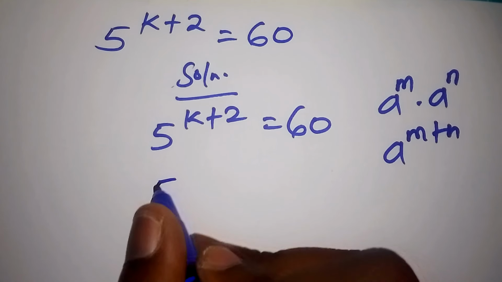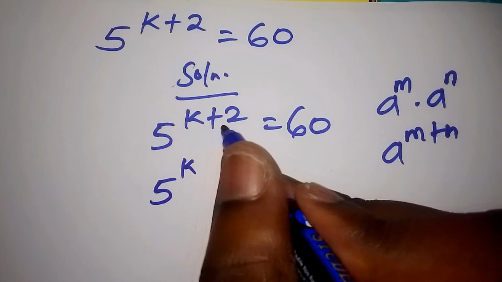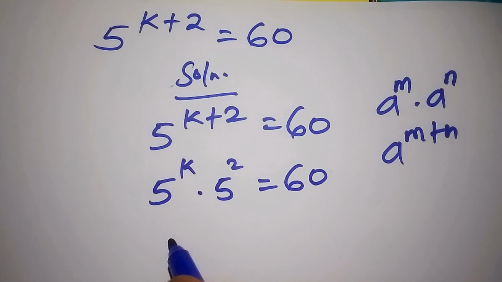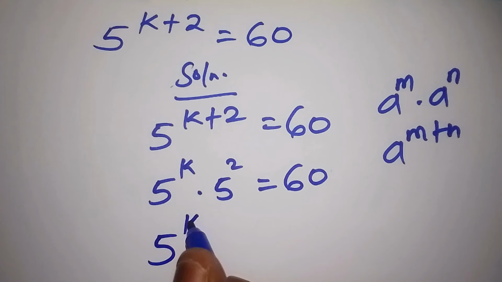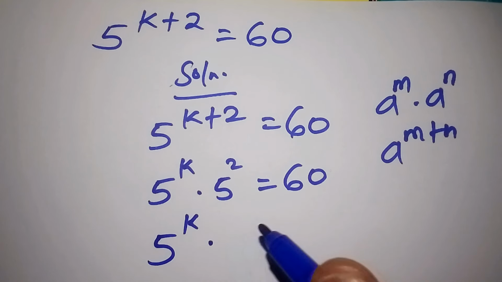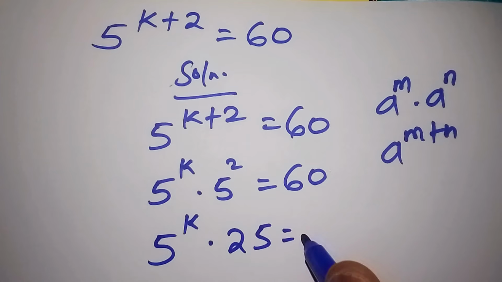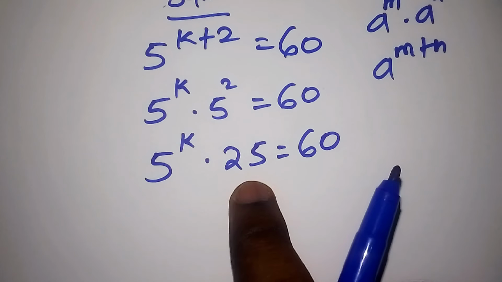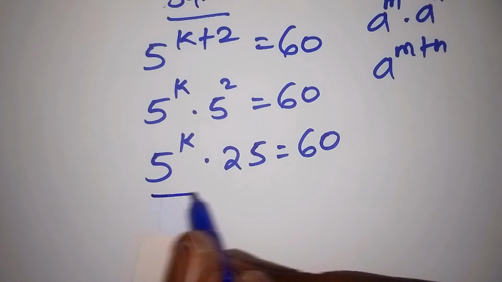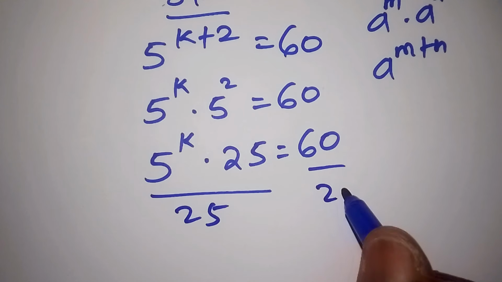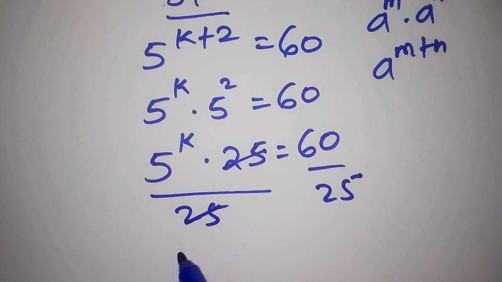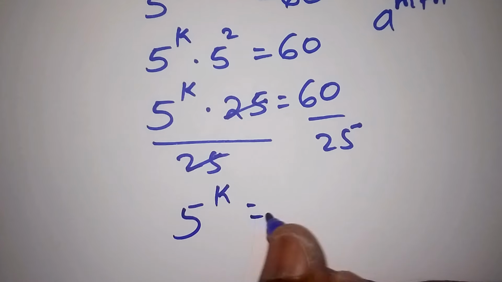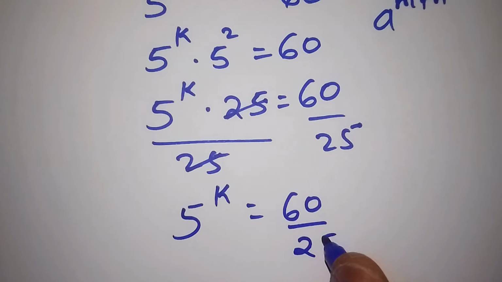So now here we shall have 5 to the power of k. Since it's addition, we shall multiply by 5 to the power of 2, which is equal to 60. So we have 5 to the power of k multiplied by 5 to the power of 2, which is 5 times 5, which is 25, equal to 60. We want to remove this 25 on this end, so we shall divide both sides by 25. 25 by 25 shall cancel. So now we have 5 to the power of k is equal to 60 over 25.